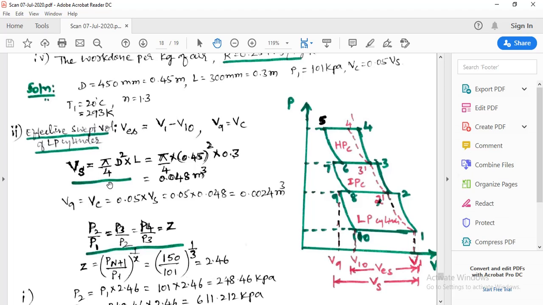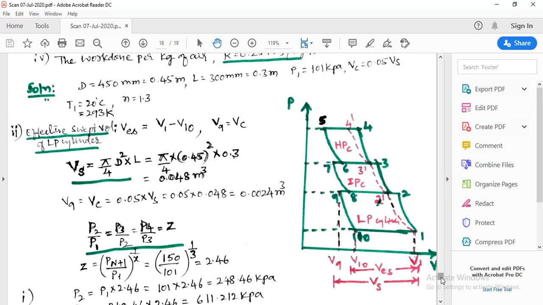This is the swept volume of the LP cylinder. We know that V9, the clearance volume of the first cylinder, is Vc. That is, V9 is equal to Vc. That is the clearance volume. It is given as 0.05 of the swept volume. 0.05 times the swept volume we have calculated, 0.048, is equal to 0.0024 meter cube. This is the clearance volume of the first cylinder.